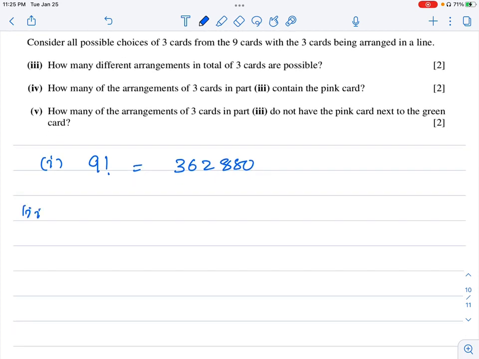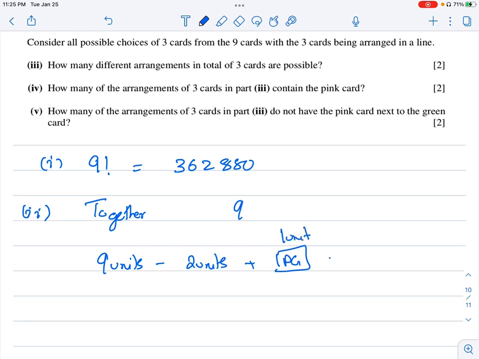So they don't want them together. So what I will do, I'll take the total and subtract together. I'll try to find how many ways they are together. So out of those 9 cards, 9 units, I take away that pink and green, 2 units, and tie them as one block, 1 unit. So how many do I get? I'll be getting 8 units. These 8 units can be arranged in 8 factorial.